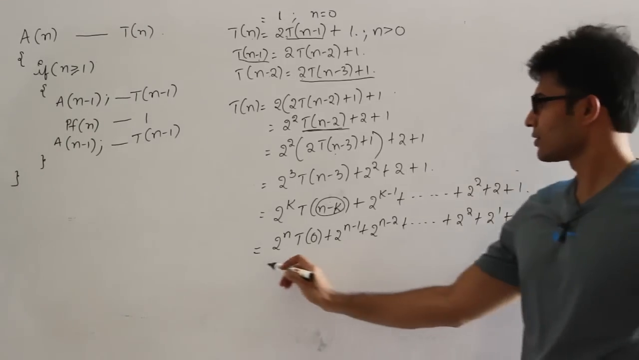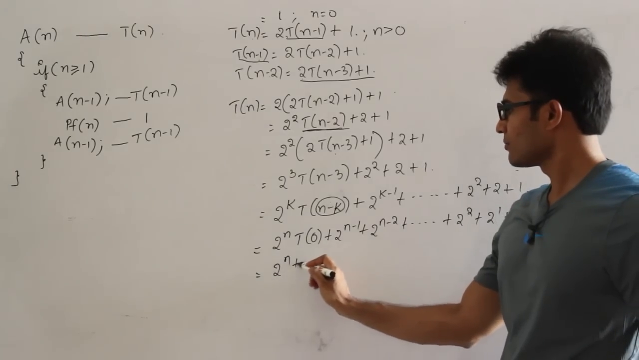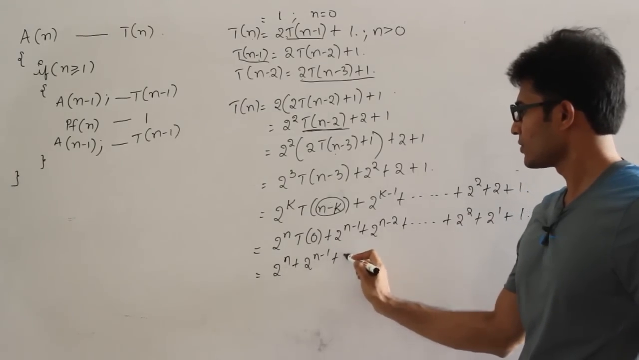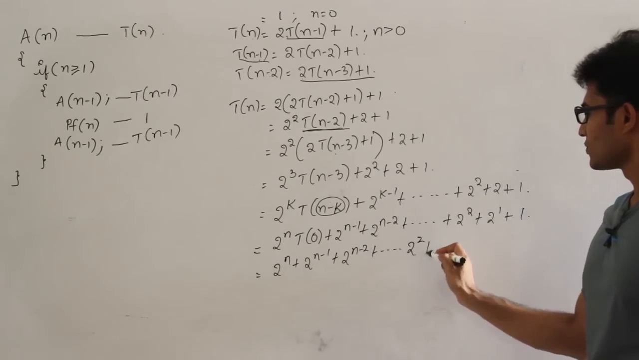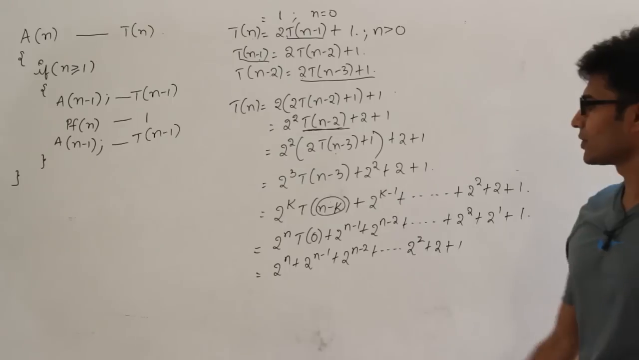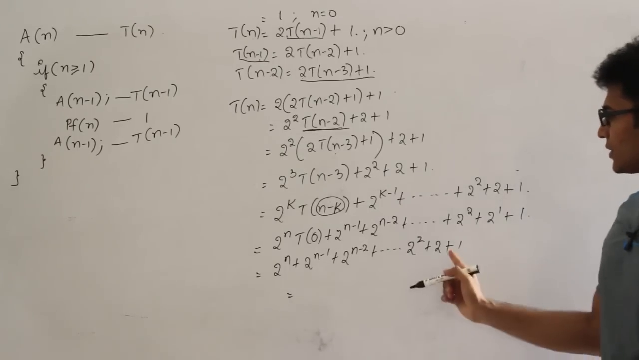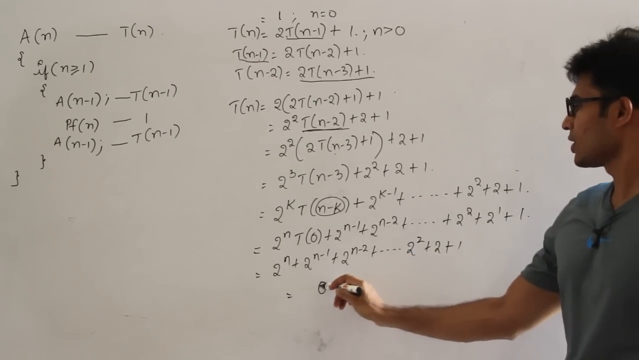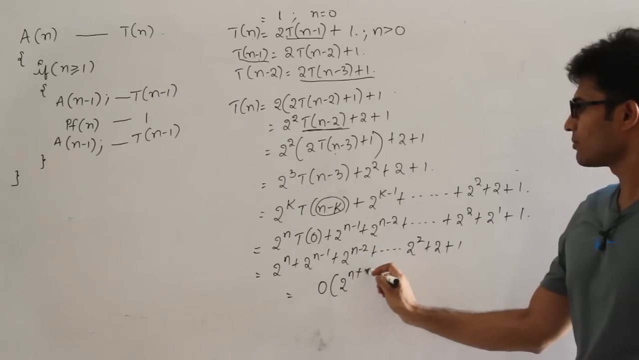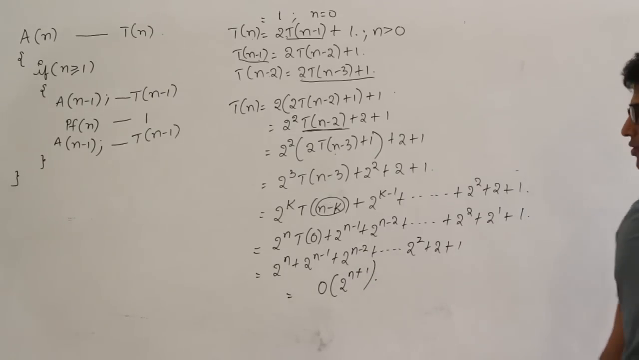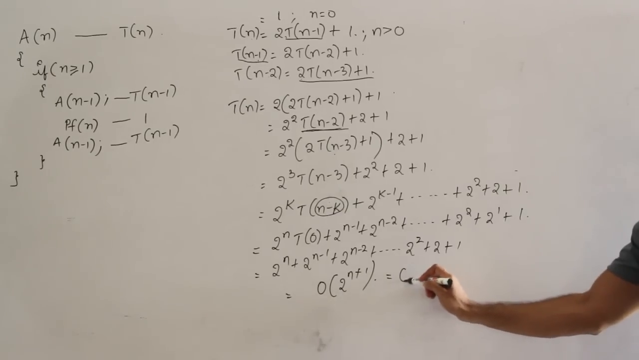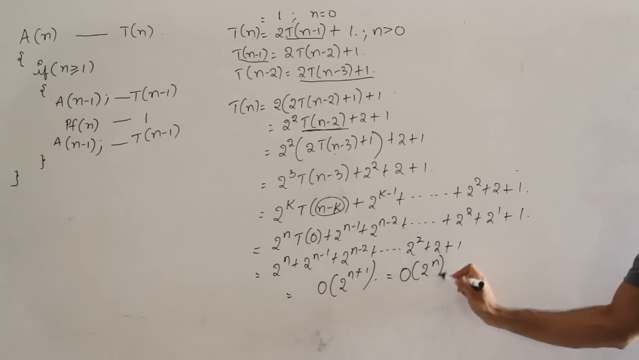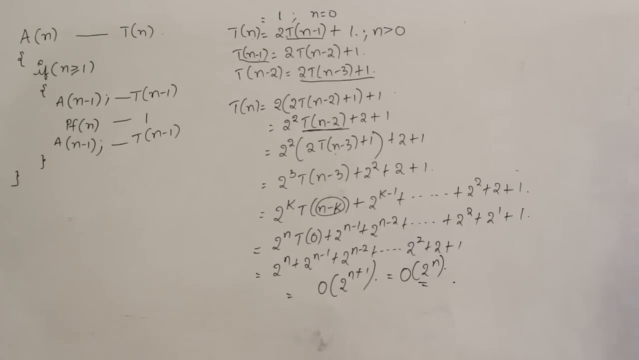Then what do I get? 2 power n plus 2 power n minus 1 plus 2 power n minus 2 plus so on plus 2 square plus 2 plus 1, right? Then if you add this all, it is nothing but GP. Then you are going to get order of 2 power n plus 1, right? So that is what you are going to get, which is nothing but order of 2 power n, which is exponential time. So the time complexity required to solve this question is very high.